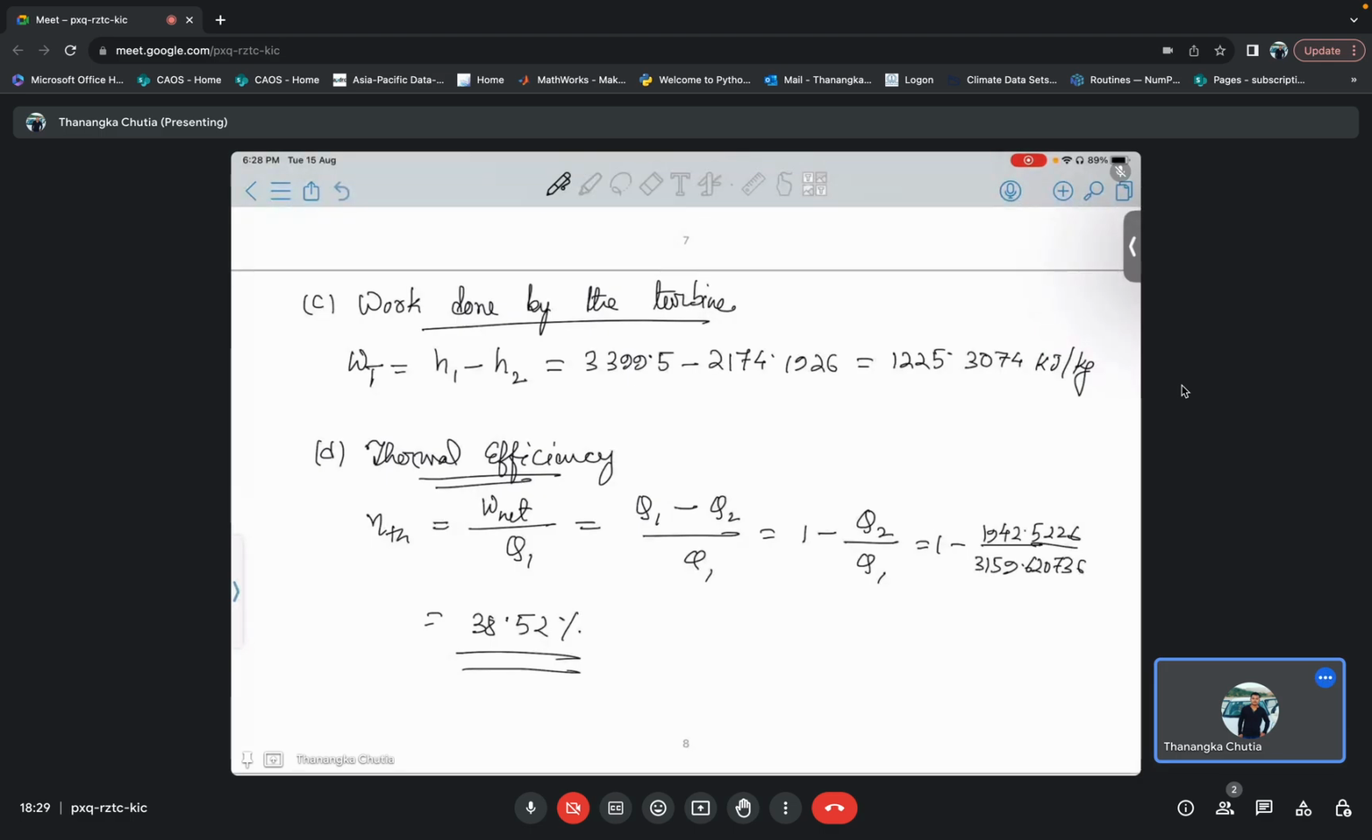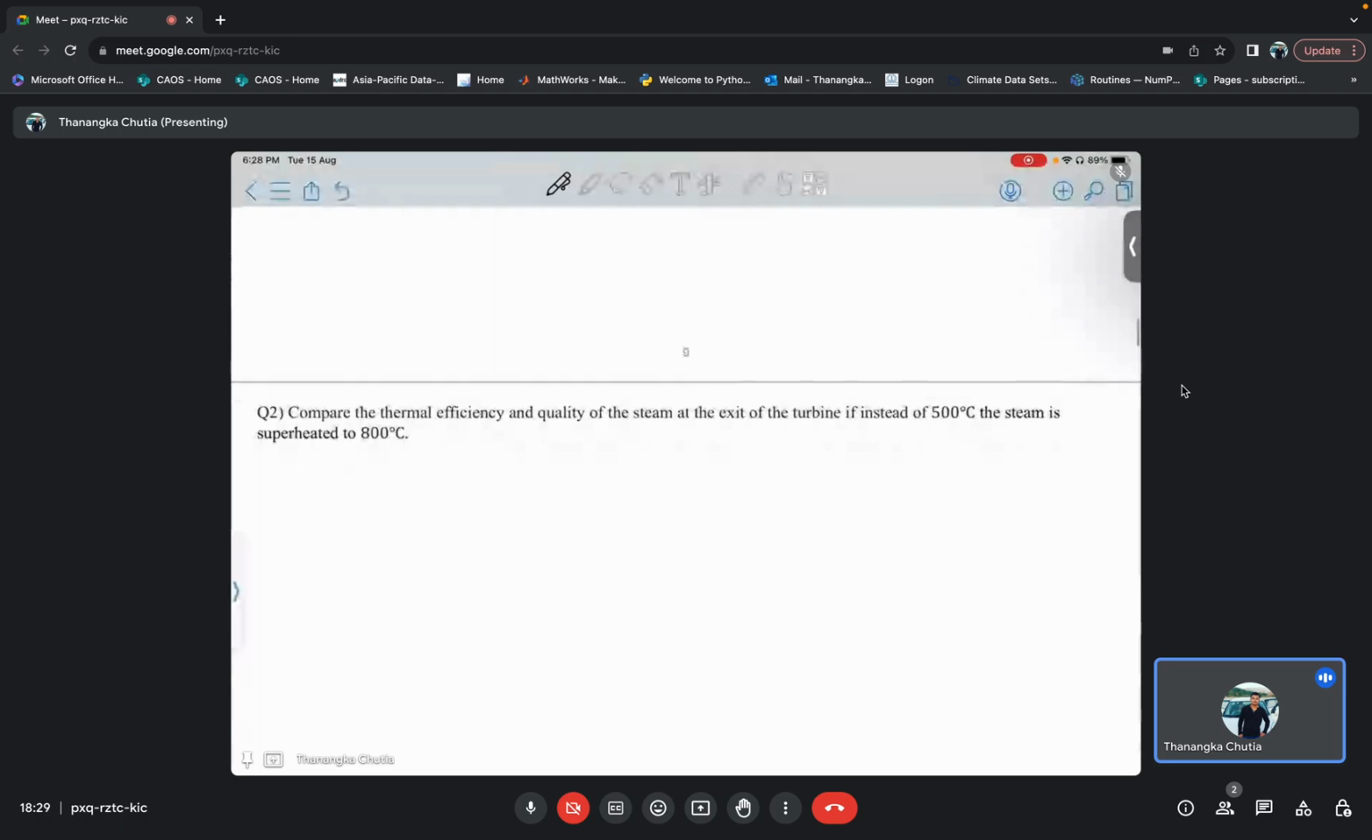Okay, so this is how we basically calculate. This is a general steam turbine question or steam power plant question. Now comes the next question, that they compare the thermal efficiency and quality of the steam at the exit of the turbine. If in this first question, instead of 500 degrees Celsius, the steam is now superheated to 800 degrees Celsius. Okay, so that means you are superheating, or you are allowing the steam to enter the turbine at a much higher temperature than when it was allowed to enter before.